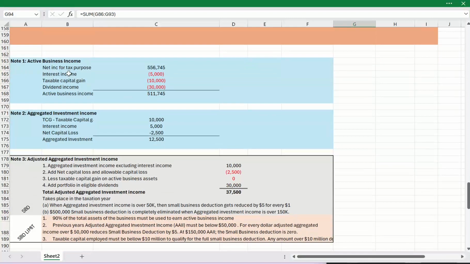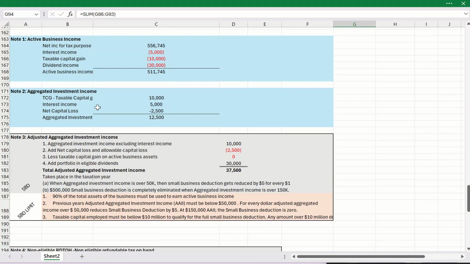The way we calculate the active business income is the net income for tax purpose less the interest income, less the taxable capital gain, less the dividend income. That is $511,745. You need this to calculate your SBD or the small business deduction.